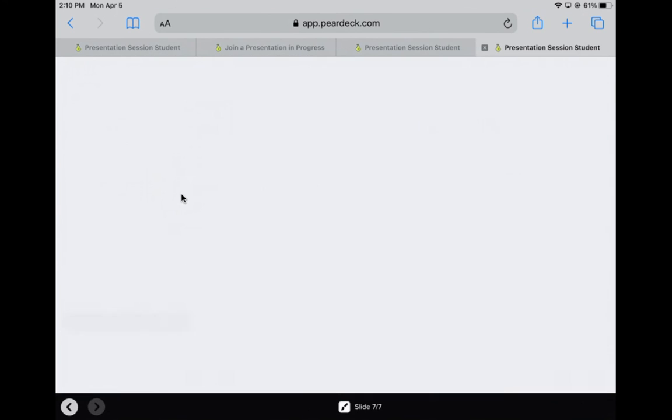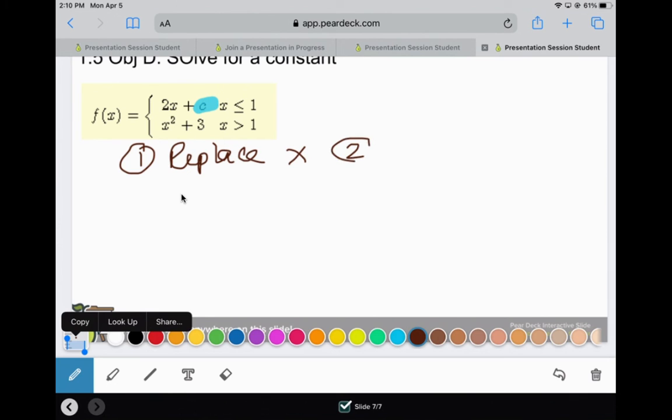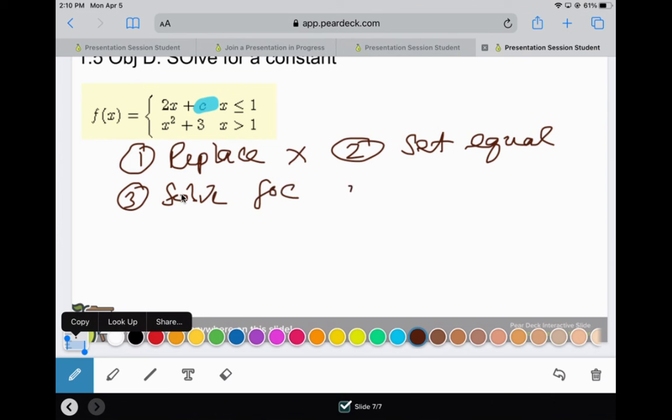All right, let's look at another example. Let's do one more. So like I said, sometimes it's a C, sometimes it's a K, but it's going to work out the same way. So step 1, replace X. Step 2, set them equal. And then step 3, solve for C or K, depending on the problem, okay?